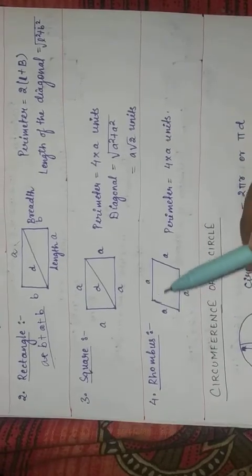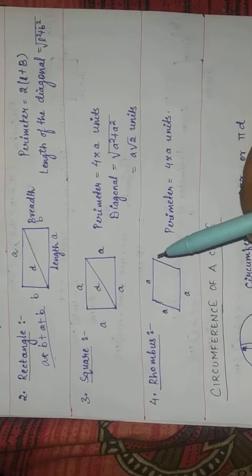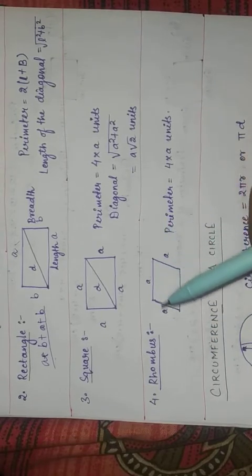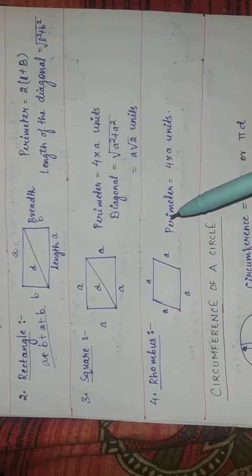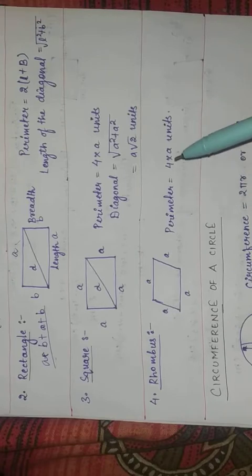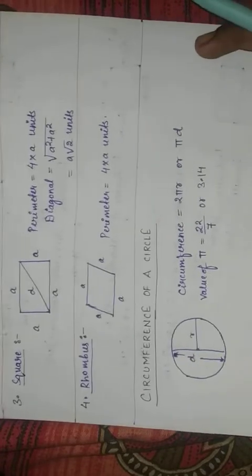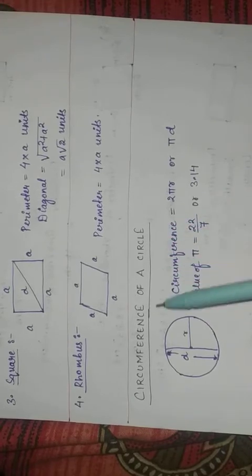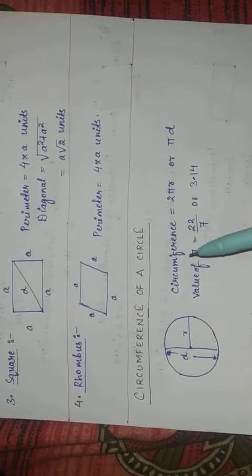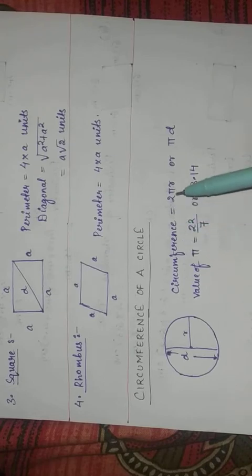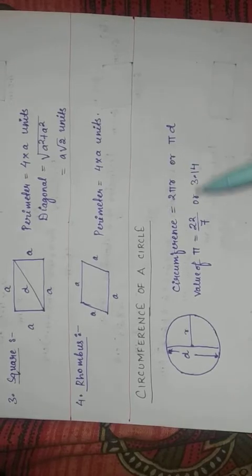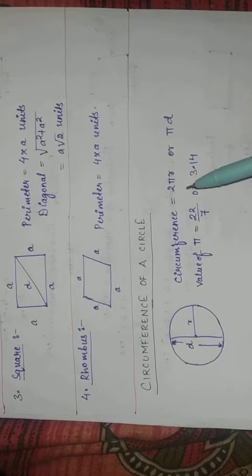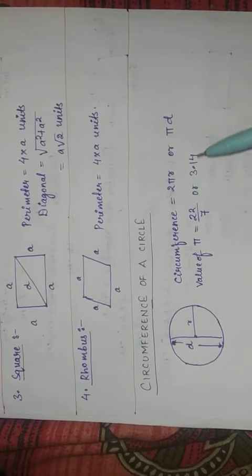Now, rhombus. What is the perimeter of the rhombus? The perimeter of rhombus is the sum of the sides. The sum of the sides is the perimeter of the rhombus. That means perimeter will be equal to 4 into A units. Now, circumference of a circle. What is the circumference of a circle? The circumference of a circle is 2 pi r, or we can say that pi d, because 2r is equal to d. Therefore, pi d, and the value of pi is 22 by 7 or 3.14.